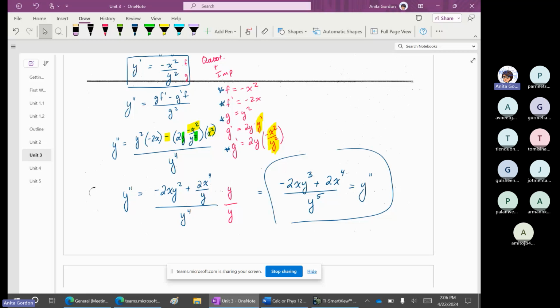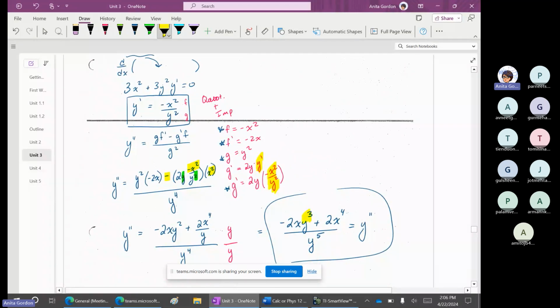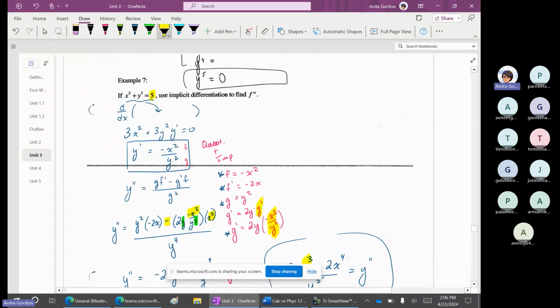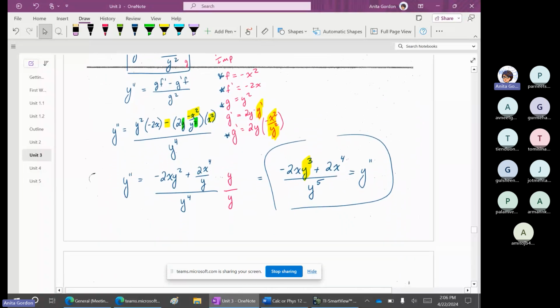Oh, you could make it even simpler. You could take, let's see, y cubed is 5 minus x cubed. You could make it, yeah, I don't want to, but you could make it even simpler.